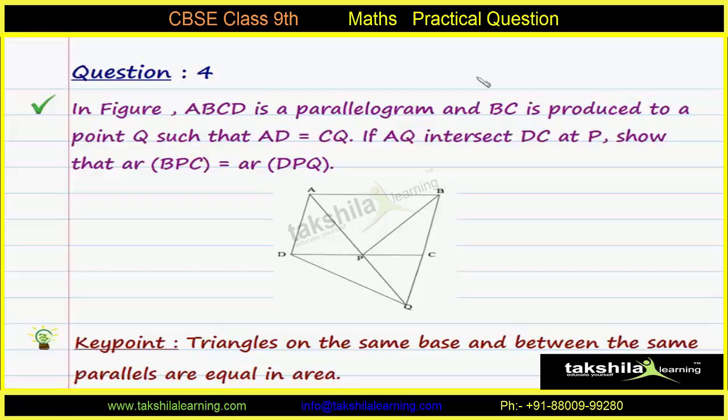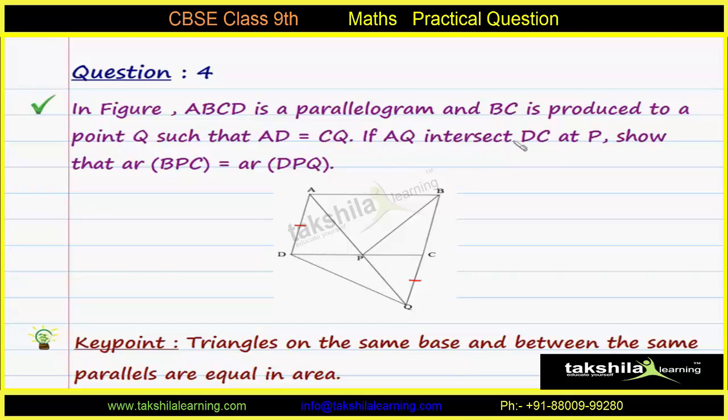Let us do question number 4. In the figure, ABCD is a parallelogram. So it is given in the question that ABCD here is our parallelogram, and BC is produced to a point Q such that AD is equal to CQ. So BC here is produced to point Q such that AD is equal to CQ.